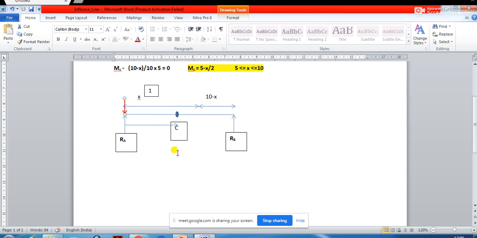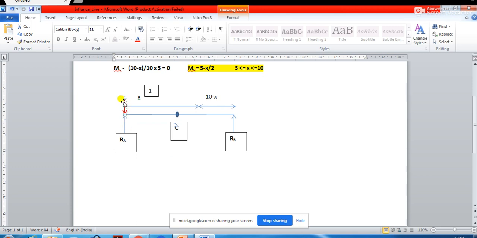It should be very clear that there is a clear difference between your bending moment diagram and influence line diagram. I have explained it earlier also. Although you may find the shape of the influence line diagram and the shape of the bending moment diagram are the same, they are not the same thing. You should understand it very clearly.